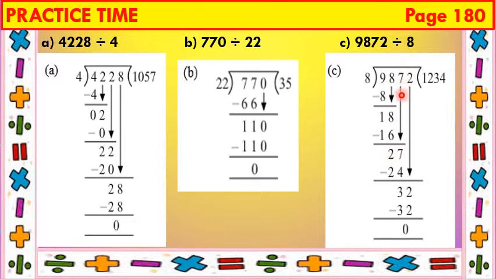Now put this 7 down. 8 threes are is 24. 27 minus 24 is 3. Now put this 2 down. 8 fours are is 32. 32 minus 32 is 0. The quotient is 1234.